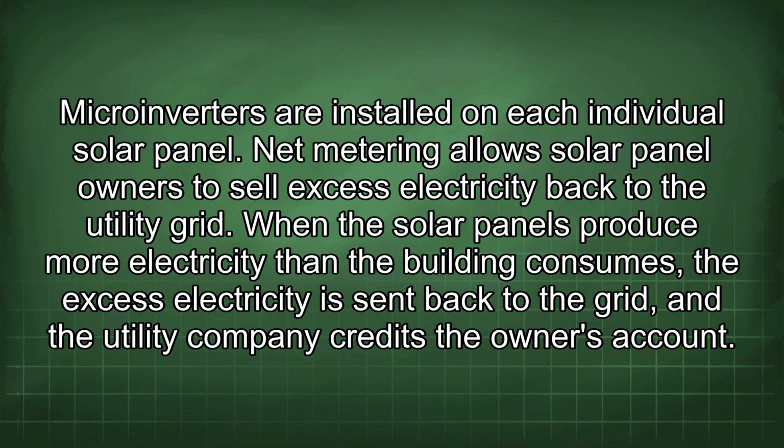Net metering allows solar panel owners to sell excess electricity back to the utility grid. When the solar panels produce more electricity than the building consumes, the excess electricity is sent back to the grid, and the utility company credits the owner's account.